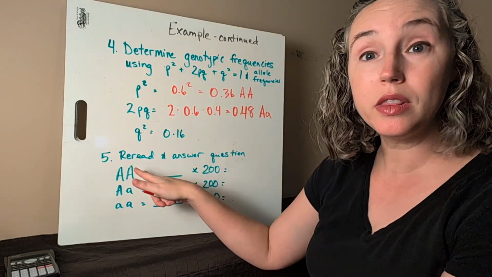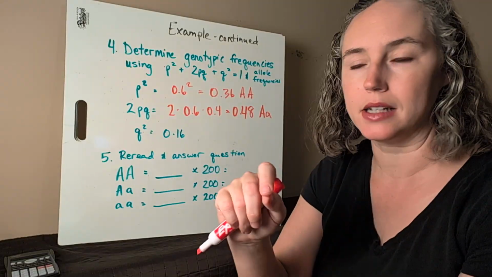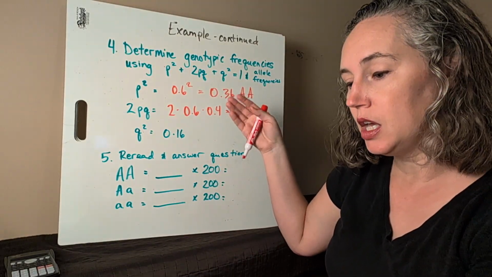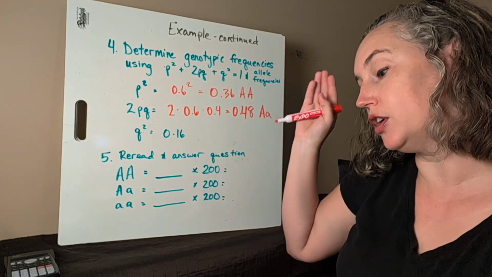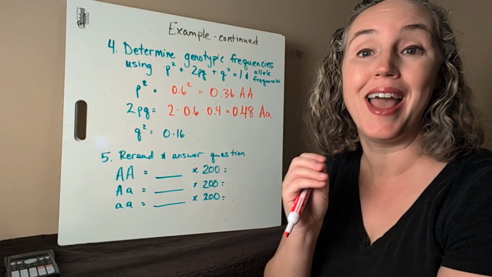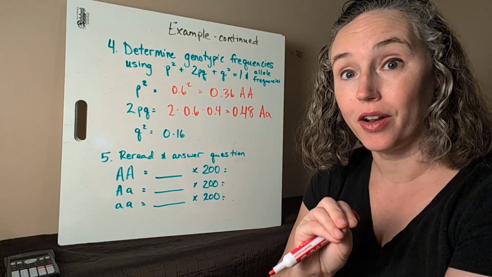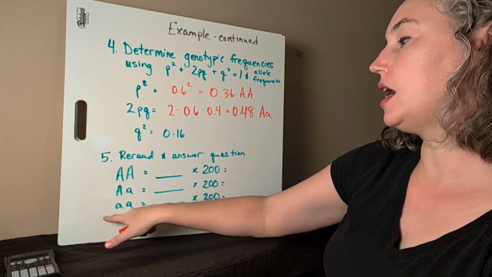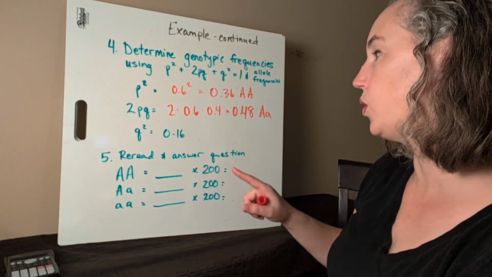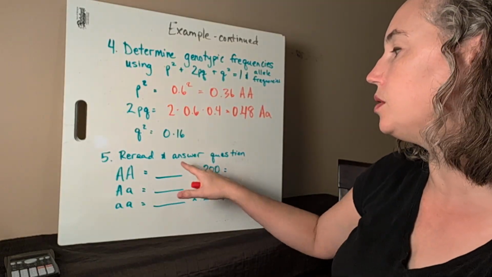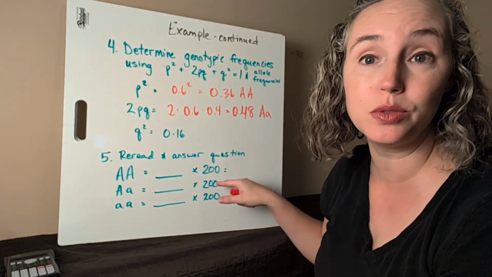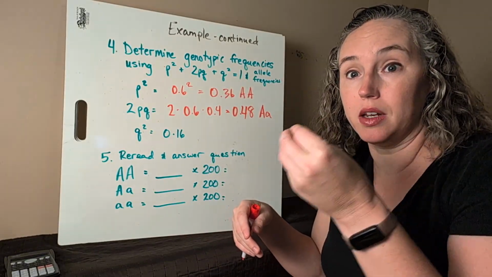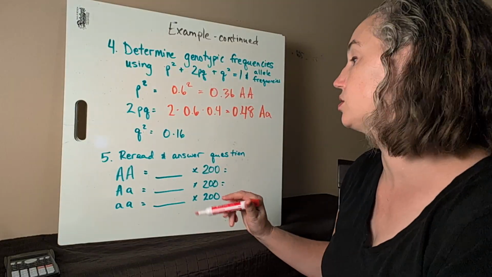Finally, you're going to reread the question and answer what it is asking, because more often than not, it doesn't want you to stop right here. So the question asks, if there are 200 salamanders, how many of them are there of each genotype? So here are our possible genotypes. We're going to take our frequencies and multiply by the total number of individuals to figure out what percent of the individuals have each genotype.